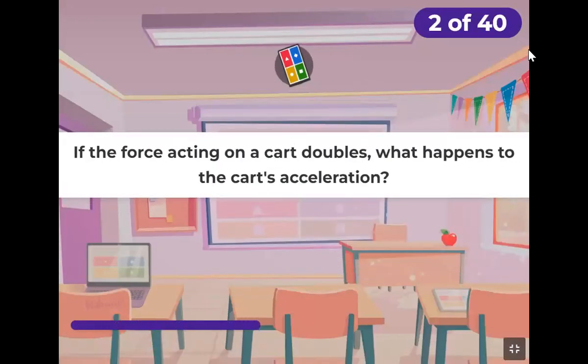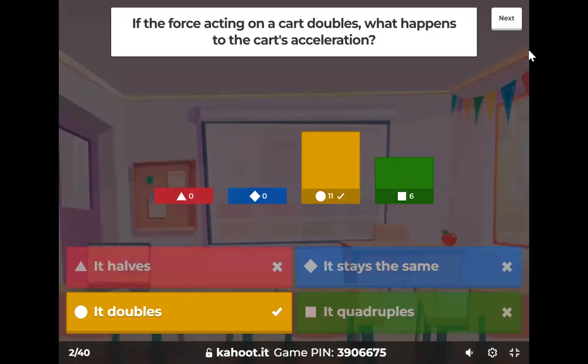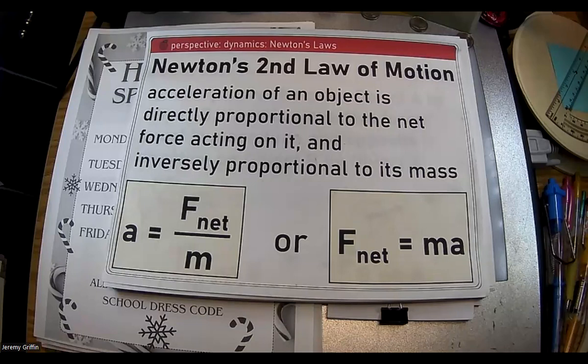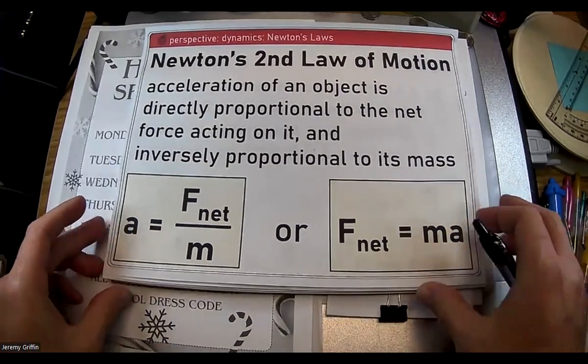If force acting on a cart doubles, what happens to the cart's acceleration? Yeah, would also double, right? So double the force, double the acceleration. That brings us over here. That is a Newton's second law of motion question. So we're kind of in the vicinity of Newton's second law of motion here. All these questions are kind of in order, right?